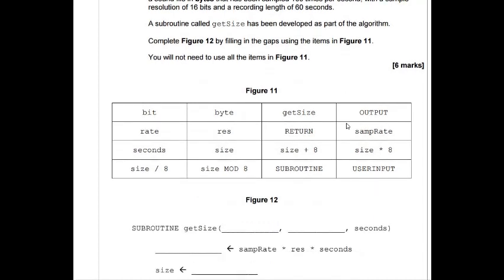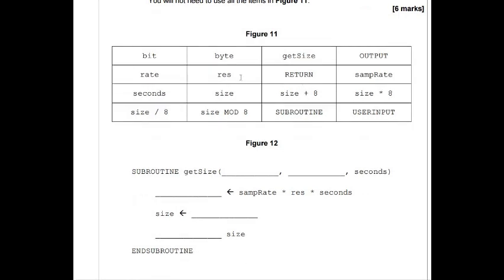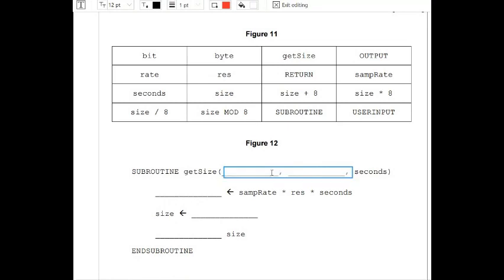Subroutine called getSize has been developed as part of the algorithm. So we need to fill in the gaps in figure 11. You don't need to use all the items in figure 11. So we're using figure 11 to fill in the blanks. So subroutine getSize, we would need samp rate because that's not declared, and then we need res. Those are your two parameters.